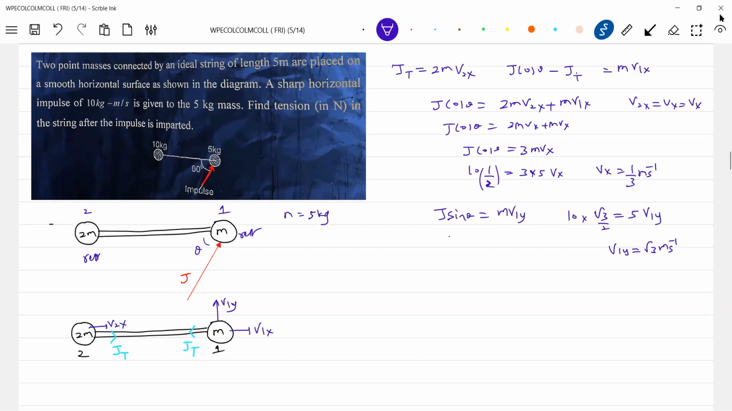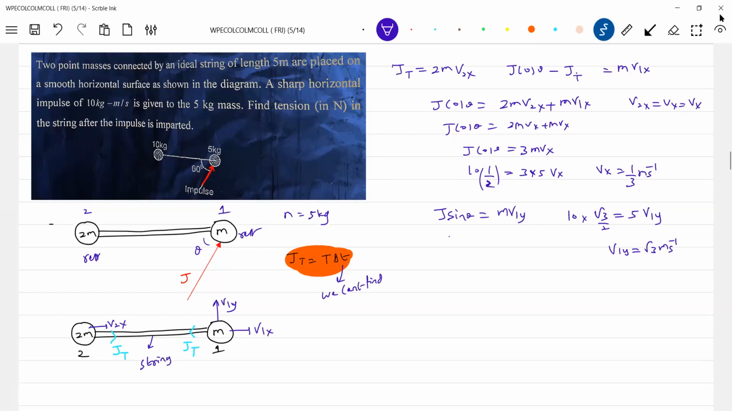What we have to calculate now is the tension in the string. We know the impulse JT set up in the string. Somehow, if you can get the time, I think the problem is solved. So what is JT? JT equals tension in the string into delta T. That delta T is what's needed. Any possibility of finding out delta T? We can't find it.